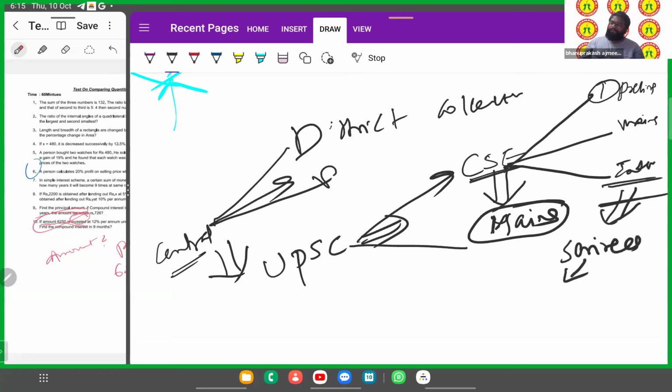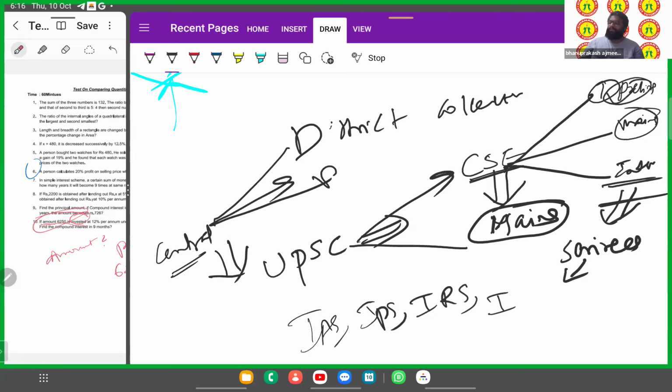There are a lot of services like Indian Administrative Service, Indian Police Service, Indian Revenue Service. I am done with prelims and mains. Once you qualify in prelims, you are allowed to write mains, and once you are done with mains, you are called for interview. If you do not clear mains, nobody will be called for interview. It depends upon each and every process.